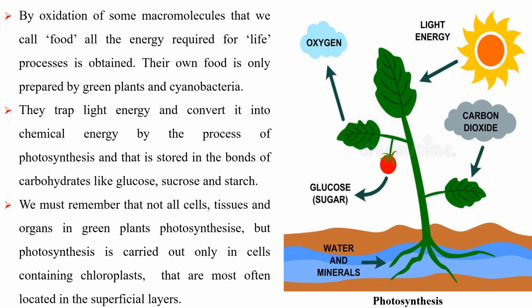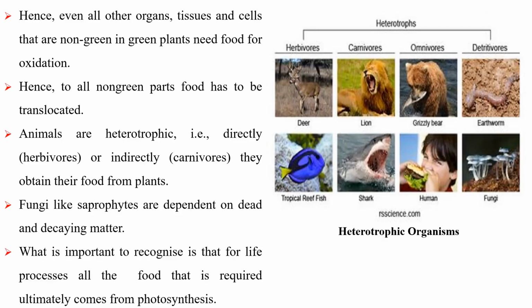We must remember that not all cells, tissues, and organs in green plants photosynthesize, but photosynthesis is carried out only in cells containing chloroplasts that are most often located in the superficial layers. Hence, even all other organs, tissues, and cells that are non-green in green plants need food for oxidation. Hence, to all non-green parts, food has to be translocated.